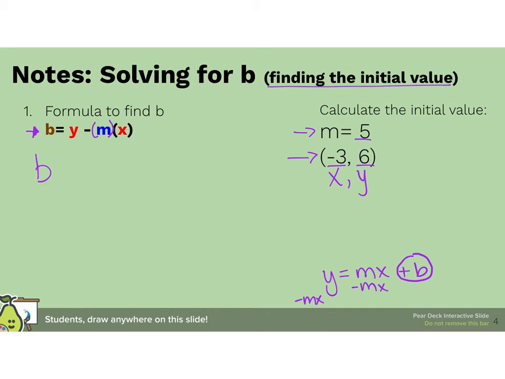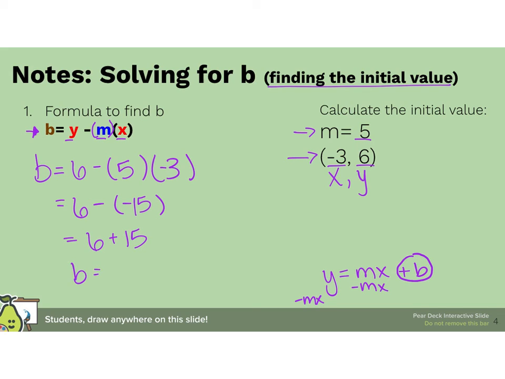So we're going to plug in these numbers to figure it out. So I'm trying to find b. So I'm going to take my y value, which is 6. I'm going to subtract my slope, which is 5, times my x value, which is -3. So all I did was plug in these numbers in the place of their letters, okay? So now I have 6 minus. I'm going to multiply 5 and -3 to get -15. So now this is 6 minus means plus. So my b, my initial value, my y-intercept is 21.